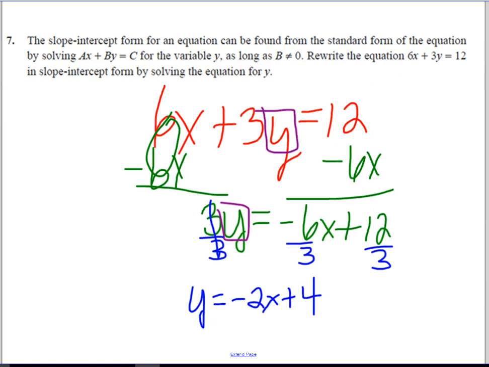Okay, so we can see for this line, the slope is negative 2. And again, if we want to think of it as rise over run, we could put it over 1. And then our y-intercept, which according to the formula is a b value, it's at 4. So as an ordered pair, we cross the y-axis at 0, 4.